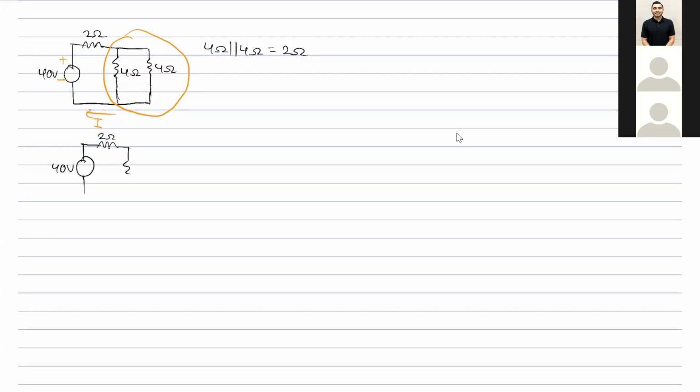So now we have a series combination of the 2 ohm resistor and this combination of the two 4 ohm resistors in parallel. So the last step is just a simple Ohm's law. This current is going to be equal to our voltage source divided by the sum of those two resistances. So it should be 10 amps. Pretty simple. Nice. Easy.